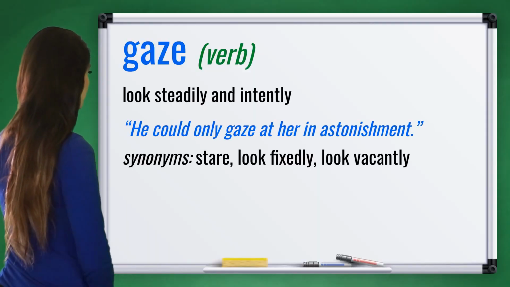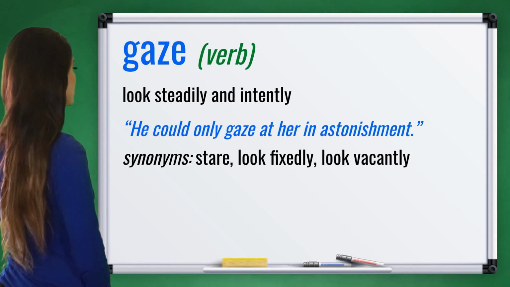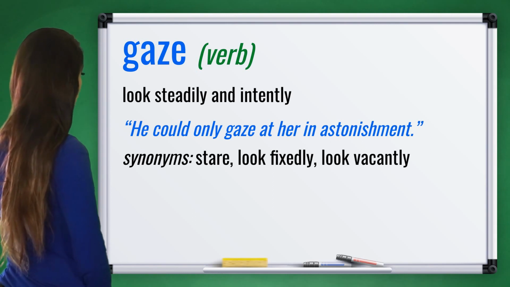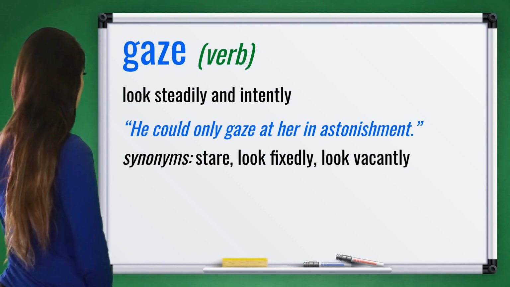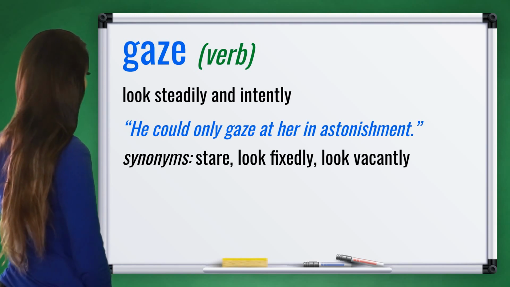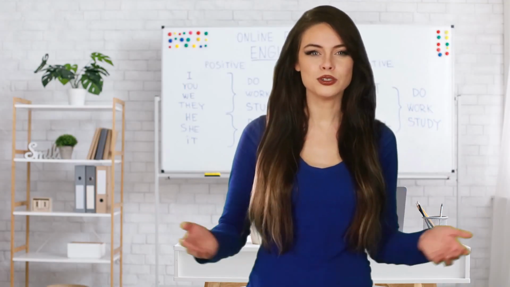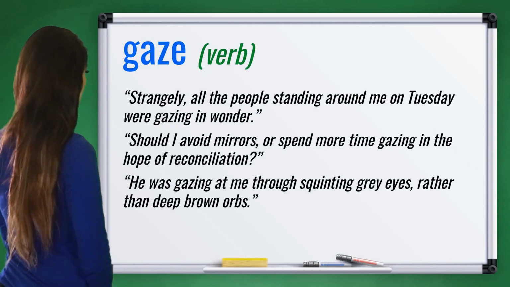Let's begin. Gaze. Gaze means look steadily and intently. For example, he could only gaze at her in astonishment. He could only gaze at her in astonishment. Synonyms: stare, look fixedly, look vacantly. Awesome! You learned that quickly. Let's put it in some sentences to understand how to use it.